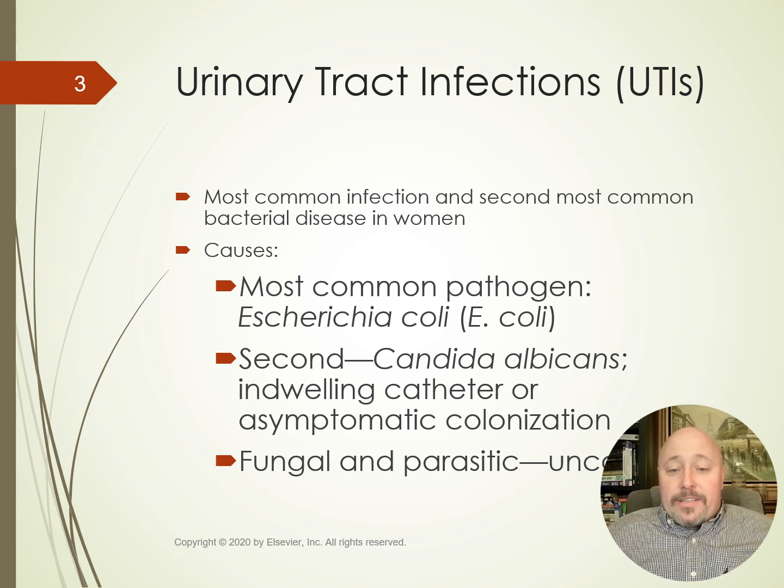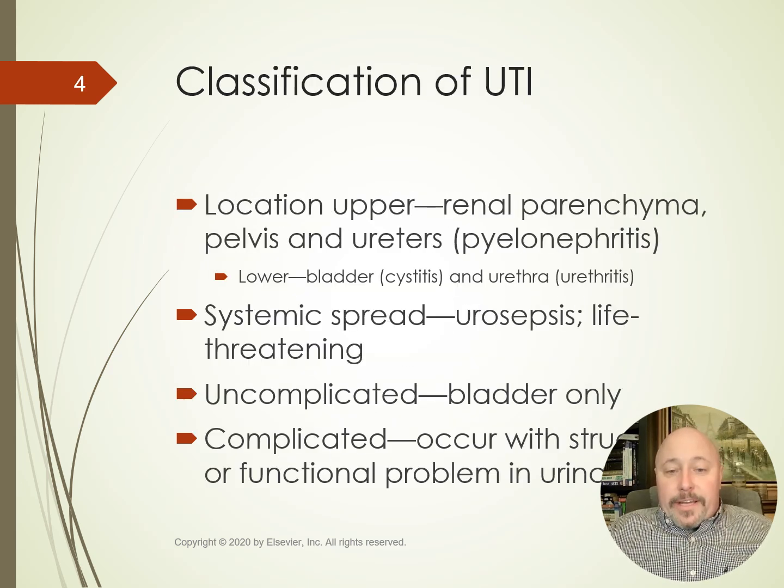It's caused by many things, most commonly E. coli, though it can also be caused by Candida albicans, indwelling catheters, or asymptomatic colonization. It may also be due to fungal or parasitic infections. There are many classifications of a UTI, from the location being the upper renal parenchyma, pelvis, or ureters, to systemic spread such as urosepsis, which is life-threatening. There also may be uncomplicated, meaning it's only localized to the bladder, or complicated, occurring within structures or functional problems within the urinary tract itself.